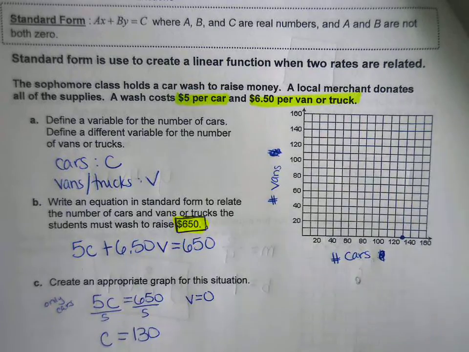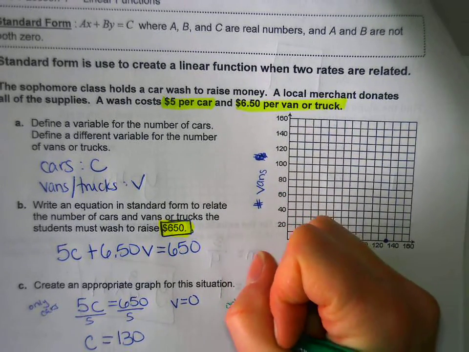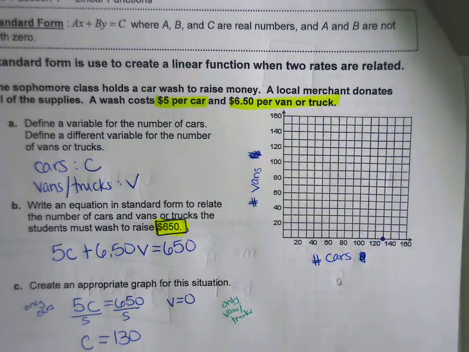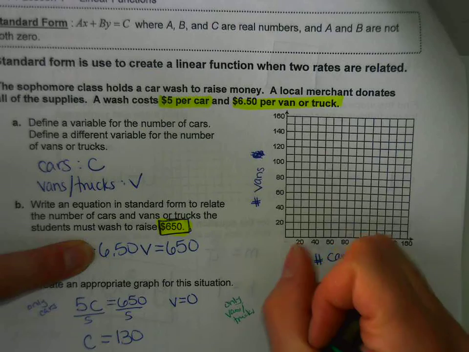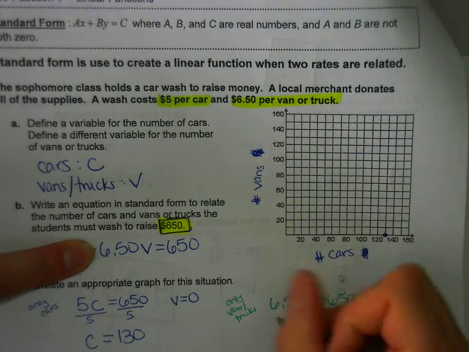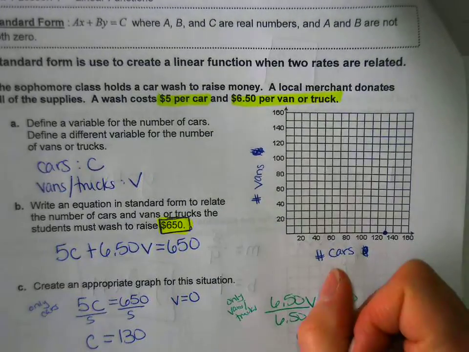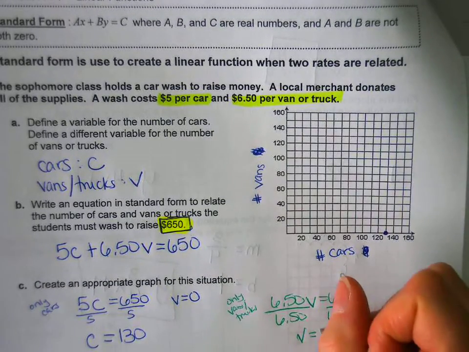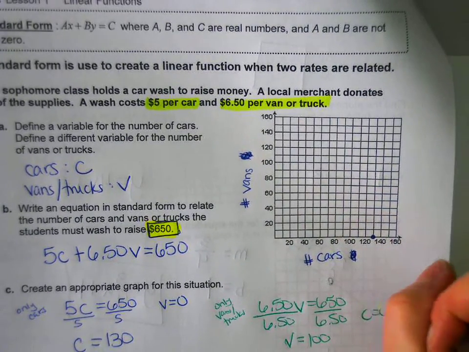So now the other way, if I want only vans or trucks, I'm no longer charging the $5. I'm only looking at my $6.50. So then I would divide both sides by $6.50. So that means I would have 100 vans or trucks, and I would have 0 cars.